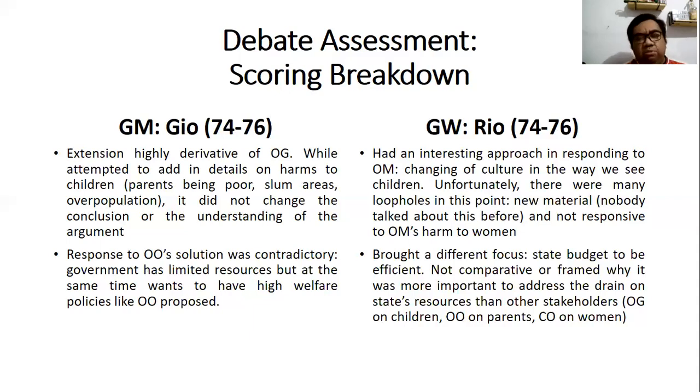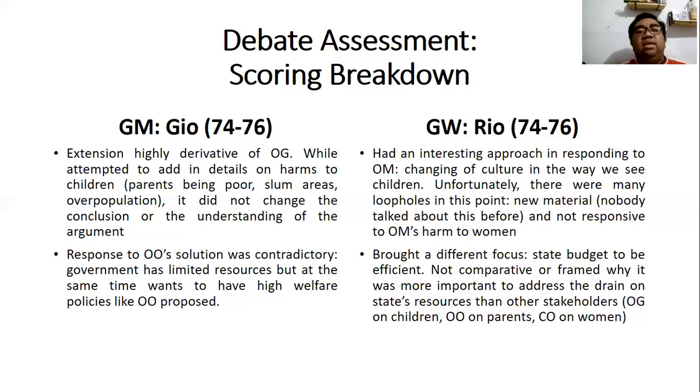First, we felt that this was relatively new material. Nobody talked about this before. But also, even if it was not new material, we don't think that it was responsive enough to opposition members' harm towards women, and also the harms to potential abusive parents due to licensing. And so that's what we felt, that while the point was indeed interesting, it was simply just not responsive to the new things that opposition member talked about.